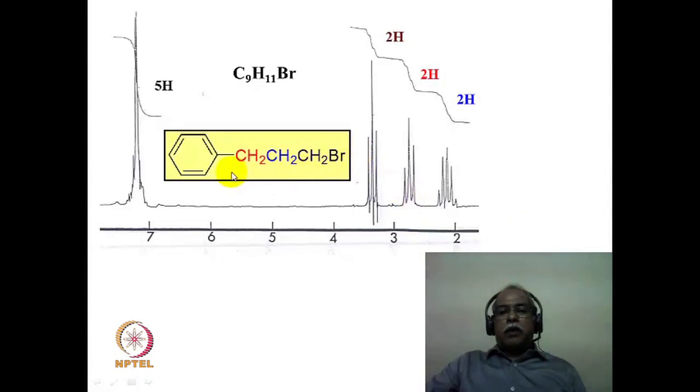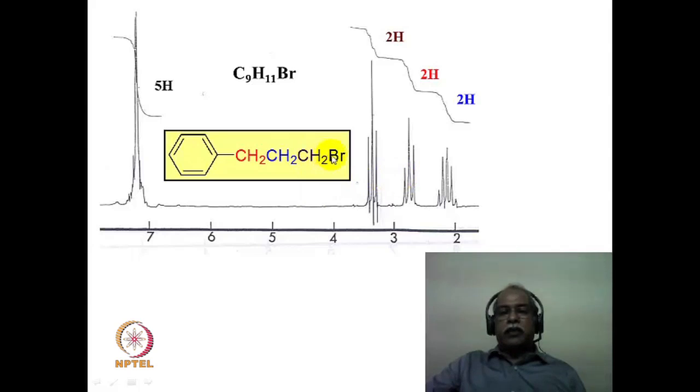This is a molecule with CH2, CH2, CH2Br. So that means this CH2, which is the blue CH2, has 4 coupling partners. So it should be a quintet, and you do see a quintet here: 1, 2, 3, 4, 5 line intensity is what you are seeing. The other CH2 simply appear as a triplet because of 2 neighboring hydrogens. This one is also a triplet because of 2 neighboring hydrogens. The 2 triplets are seen.